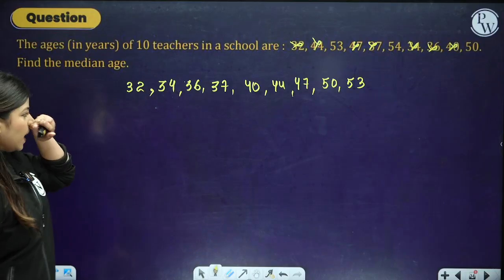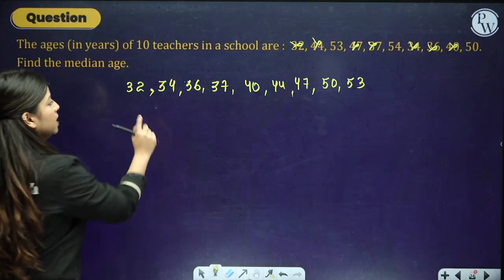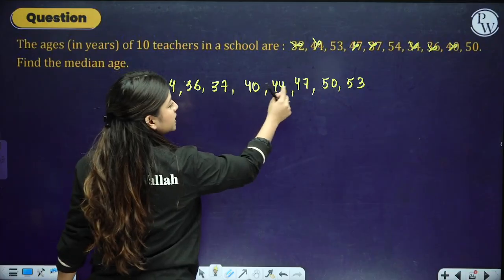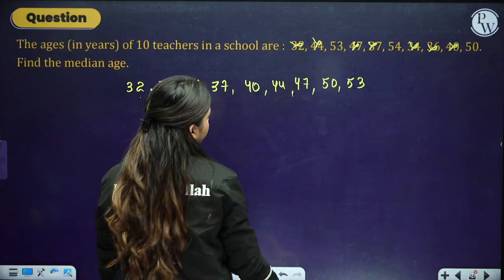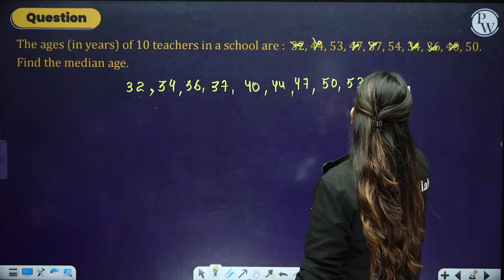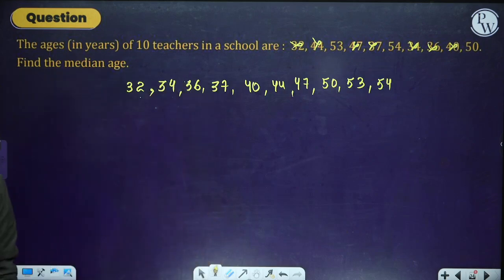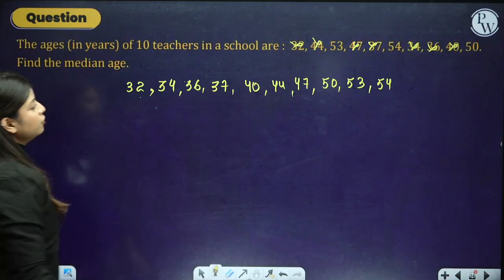Now the next is the number of observations, which is over here 10. Right? So 1, 2, 3, 4, 5, 6, 7, 8, 9. We have missed one, I guess. 54. Okay, so it is 10. Now basically, what is the median? Alright, we have to find the median.